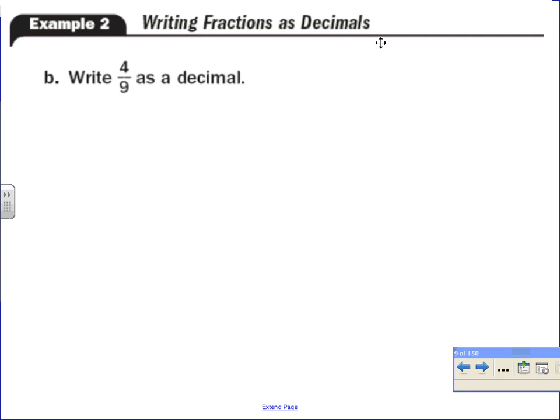So write 4/9 as a decimal. So Donatus, what goes in the front of our division symbol? Good, the 9. The denominator always goes in front. It's 4 divided by 9. After the 4, Briar, do you have a question or the answer? Okay, let's wait for that for a second.